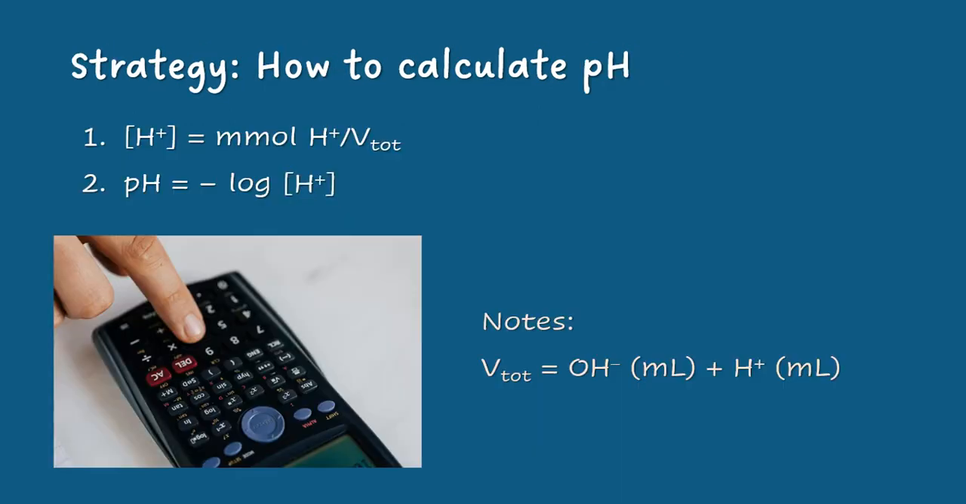To calculate pH after the equivalence point, we first have to calculate the H plus molarity. We get this by taking millimoles of H plus from the E row and dividing by the total volume. We get the total volume by adding together the milliliters of base and acid given in the problem. Once we have the H plus, we can calculate pH directly by taking the negative log of that value.